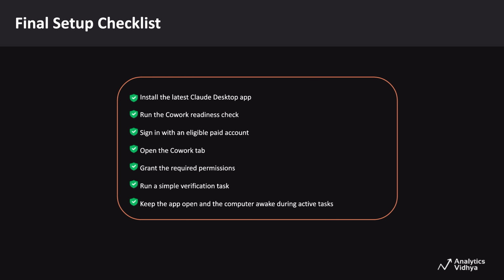So to recap, the setup flow is simple. Install the latest Claude Desktop app, run the readiness check, sign in with an eligible account, open the Co-work tab, grant the required permissions, and verify everything with the first task. One final point to remember is that the desktop app needs to stay open and your computer needs to stay awake while Co-work is actively working. Once that is in place, you are ready to start using Co-work properly.